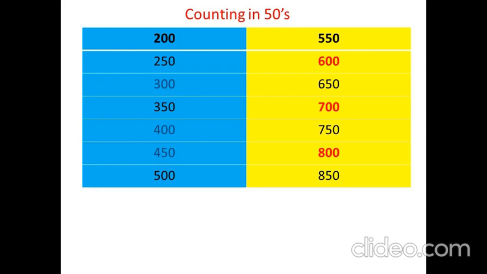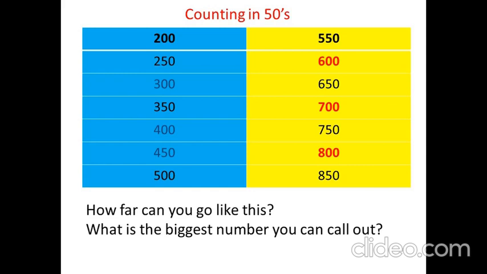Now page number 19 is a coloring exercise. Before that coloring exercise, let us solve these two questions. How far can you go like this? So children, I tell you that there is no end to this number, so we can go on and on. So the answer for this is, we can go on and on.